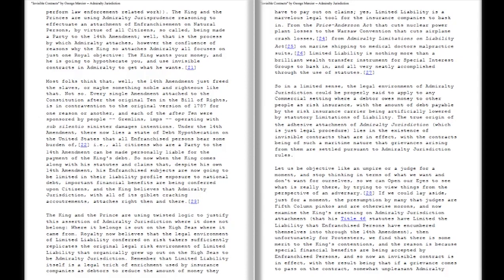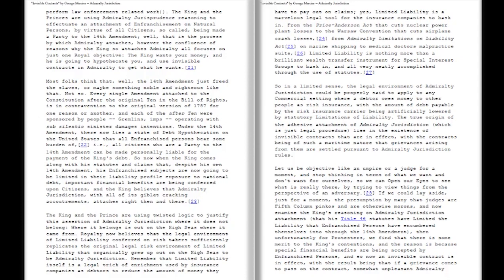The true origin of the adhesive attachment of admiralty jurisdiction, which is just legal procedure, lies in the existence of invisible contracts that are in effect, with the contracts being of such a maritime nature that grievances arising from them are settled pursuant to admiralty jurisdiction rules. Let us be objective like an umpire or a judge for a moment, and stop thinking in terms of what we want and don't want for ourselves, so we can open our eyes to see what is really there, by trying to view things from the perspective of an adversary.